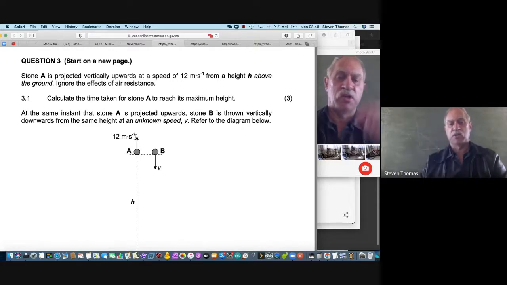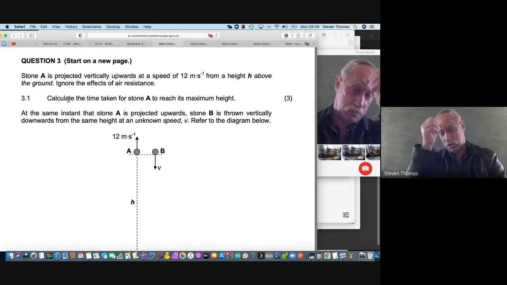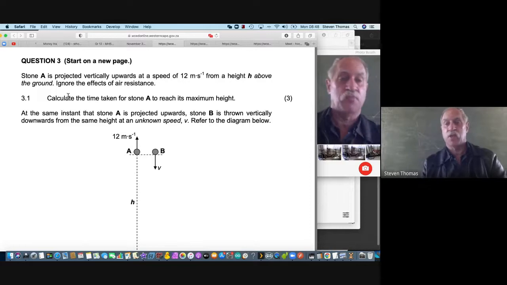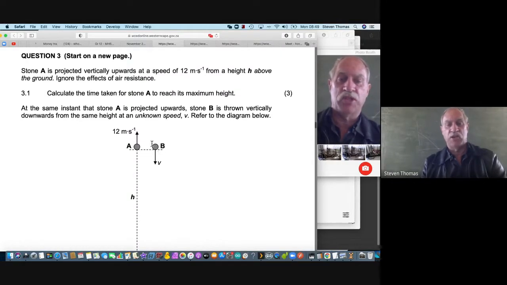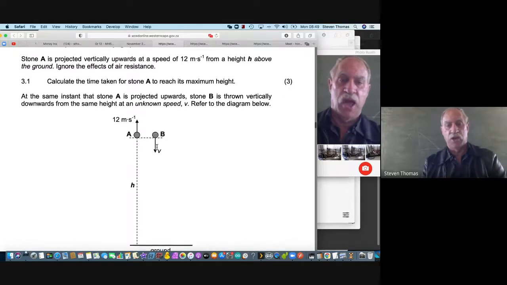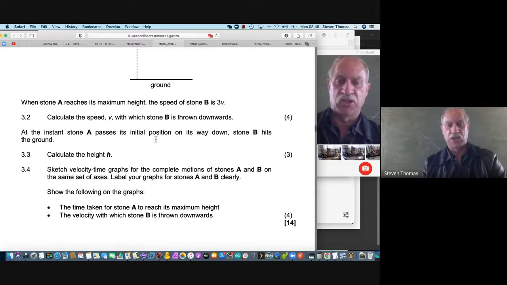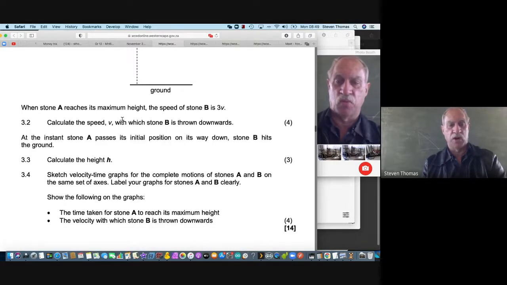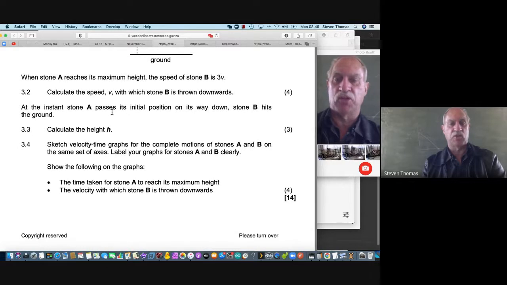We double it, and that's the time it takes to get back to where it started, right? So we double the answer to 3.1. So now we know the time that stone A takes to go up and come back to where B starts. Now, we've worked out the initial velocity of B, and we know that in the same length of time, which was double the answer to 3.1, stone B hits the ground.